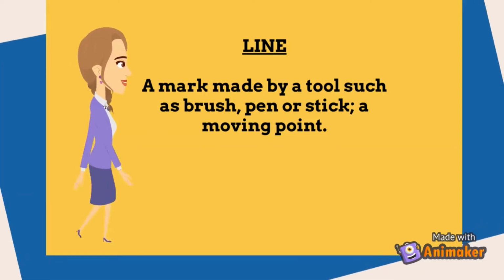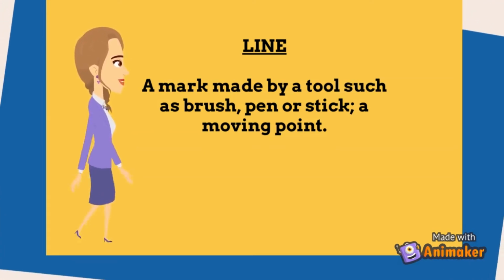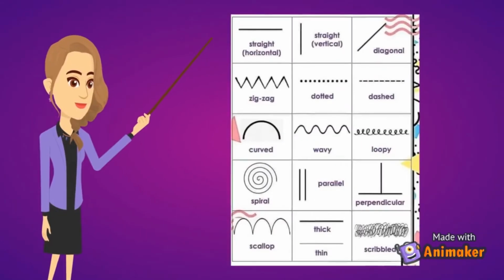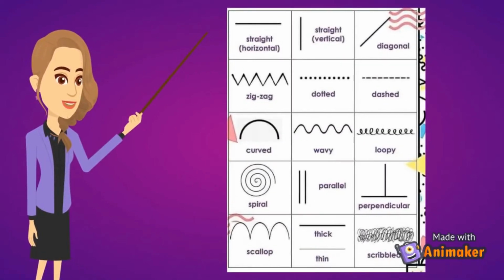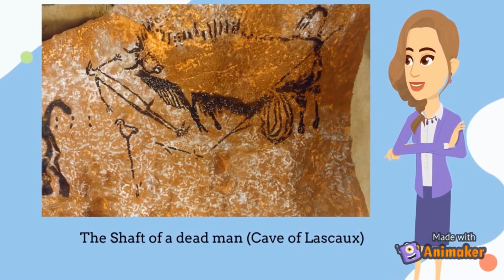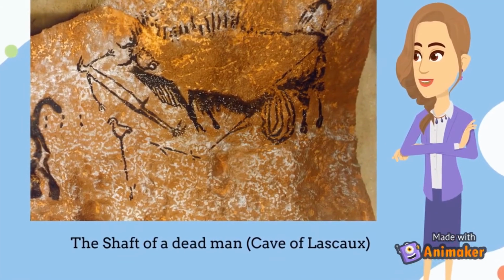First is line. It is a mark made by a tool such as a brush, pen, or stick, a moving point. These are the kinds of lines. Now, let's relate it to Western and Classical arts. This is the example of line in Western and Classical arts.